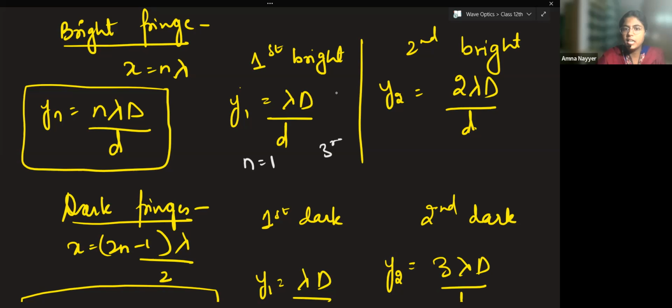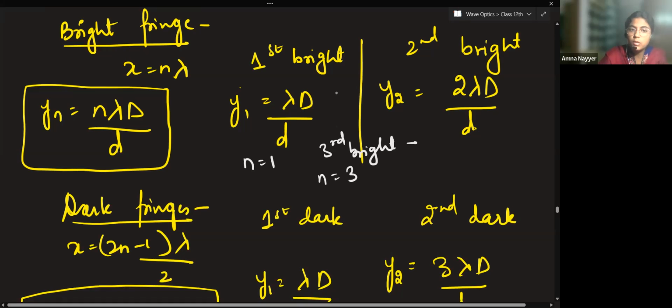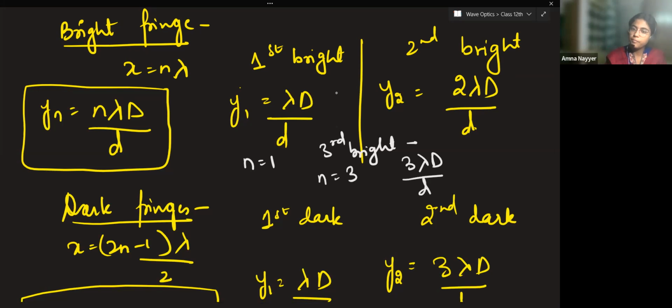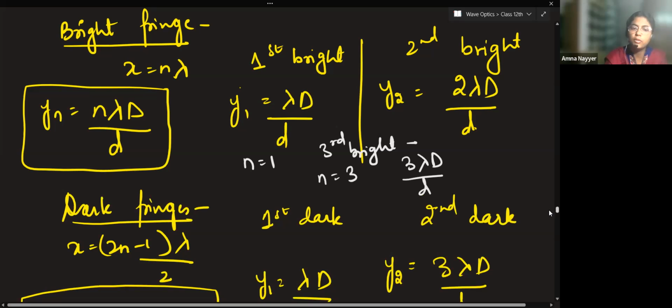If I say third bright fringe, that means n is equal to 3. So in this equation, instead of n, write 3. And lambda, capital D, small d, all these things will be given to you. So this will become 3 lambda D by small d. This is for the bright. Now same thing for the dark. Same thing you will obtain for the dark.